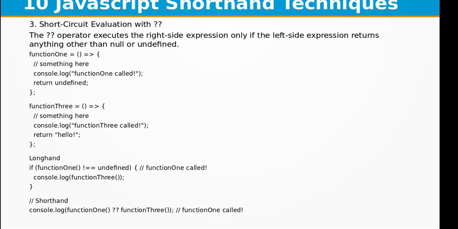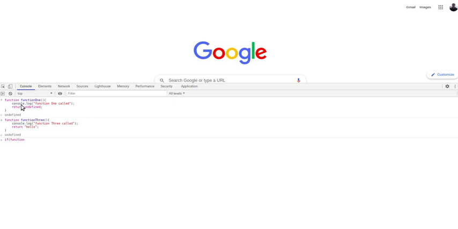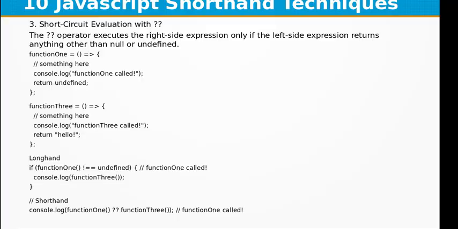Okay, so the longhand statement will be if function 1 is not equal undefined, then console.log call function 3. So it says function 1 called because function 1 is not equal to undefined, so function 1 was called, and you can see it here, function 1 was called.